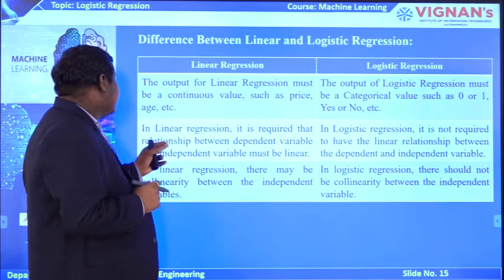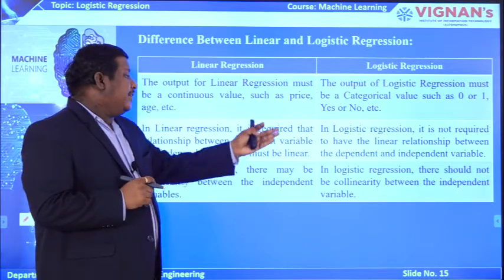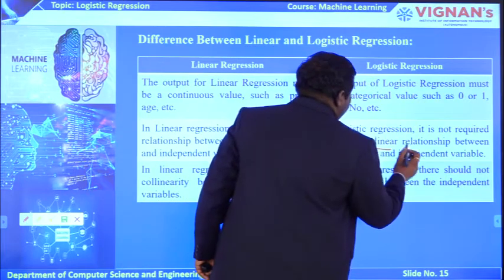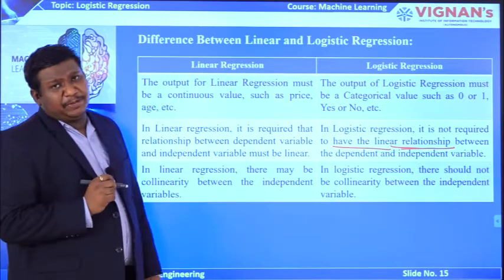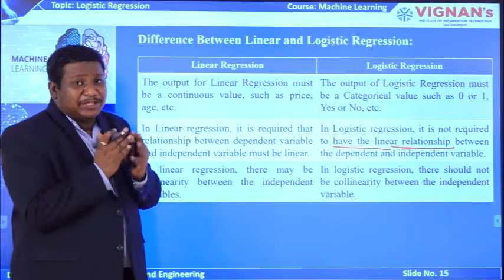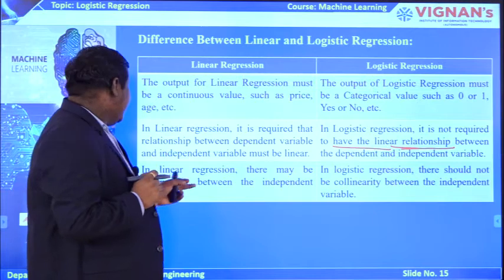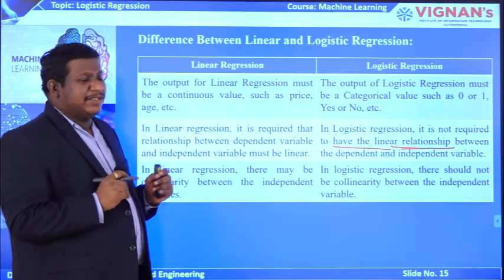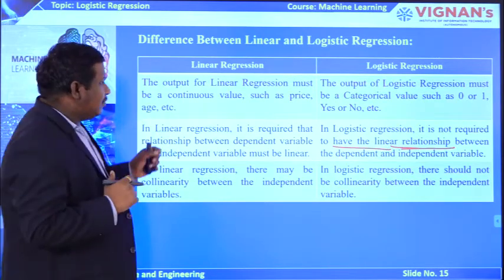In linear regression, the relationship between dependent and independent variables must be linear. But in logistic regression, there is no need, or not much requirement, for a particular relation between dependent and independent variables. In linear regression, the relation must be in a linear fashion. And the last one is that in linear regression there may be collinearity between the independent variables, but in logistic regression there is no collinearity between the independent variables. So these are some of the major differences.